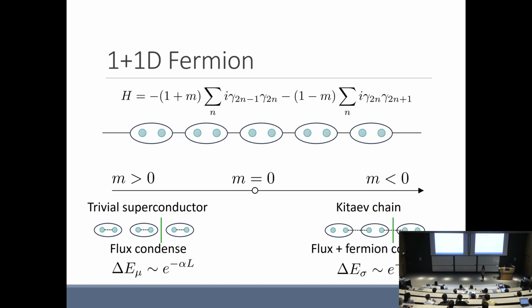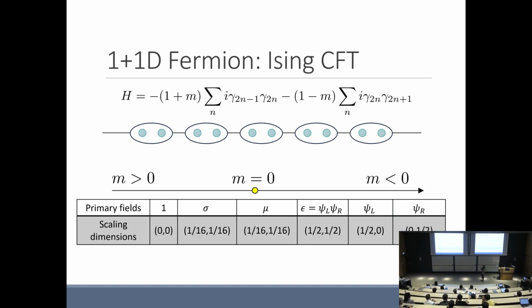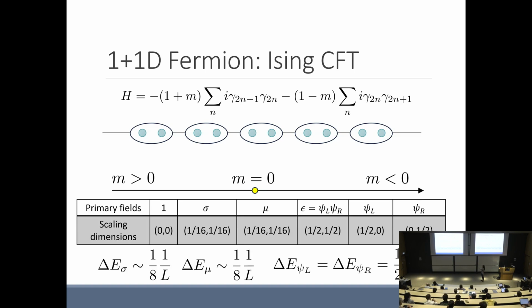And then the critical point is described by this free fermion theory. It's very similar to Ising with a small difference. And we see again that these condensed objects on the two sides become the primary fields in the theory, and they have 1/L scaling of energy with specific coefficients. Moreover, they're composite. One is the energy, and the other is the left and right moving fermions, which also become primary fields with 1/L scaling with specific coefficients.